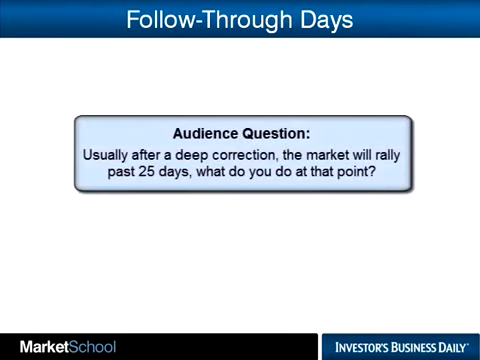Usually after a deep correction, a long correction, the market can sometimes go past 25 days in a rally. What do you do at that point? Do you add more if there are additional follow-through days past 25 days? We have another rule that we're going to talk about a little bit later. Charles will talk about it. It's a little bit more restrictive. It's called an accumulation day that we would act on.